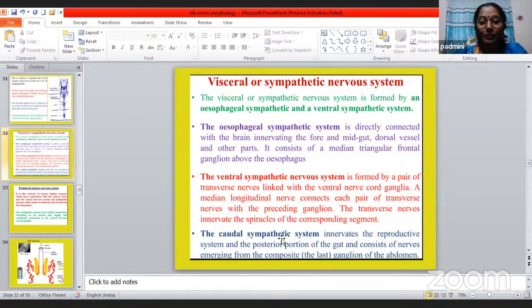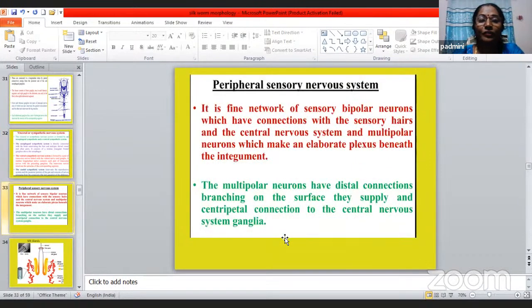The caudal sympathetic, caudal meaning the end region, innervates the reproductive system and the posterior part of the gut, and consists of nerves emerging from the composite ganglion of the abdomen. So that is the visceral ganglion over there. Coming to the last part, that is the peripheral sensory nervous system. It is a fine network of sensory bipolar neurons which have connections with the sensory hairs and the central nervous system. And there are multipolar neurons which make an elaborate plexus beneath the integument.